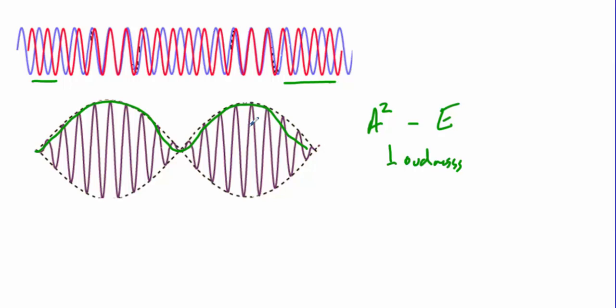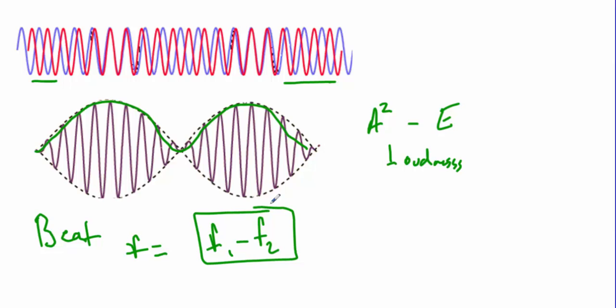And the occurrence of that loud, soft is called a beat, and the beat frequency is equal to the difference in the frequency of these two waves. And actually, I guess I should say the absolute value of those two waves. So if wave 1 has frequency f1 and wave 2 has frequency f2, then the loud, soft frequency, or the beat frequency, is given by the difference between them.